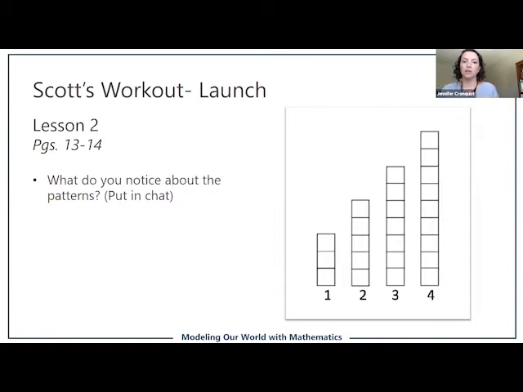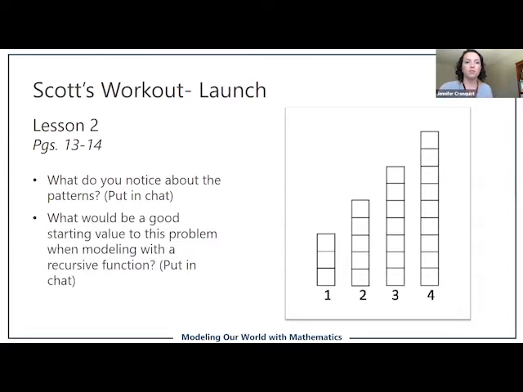So you can see that there's lots of different entry points here. You can tell a lot from a student based off of the vocabulary that they are using, how deep their understanding is. And so then another question might be, what would be a good starting value to this problem when modeling it with a recursive function? So take a moment and think about that and put something in the chat. A lot of people saying 1.